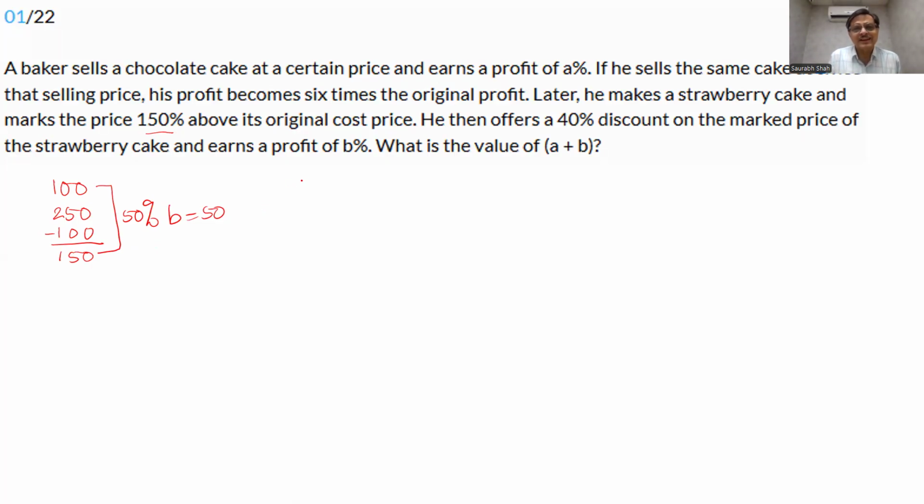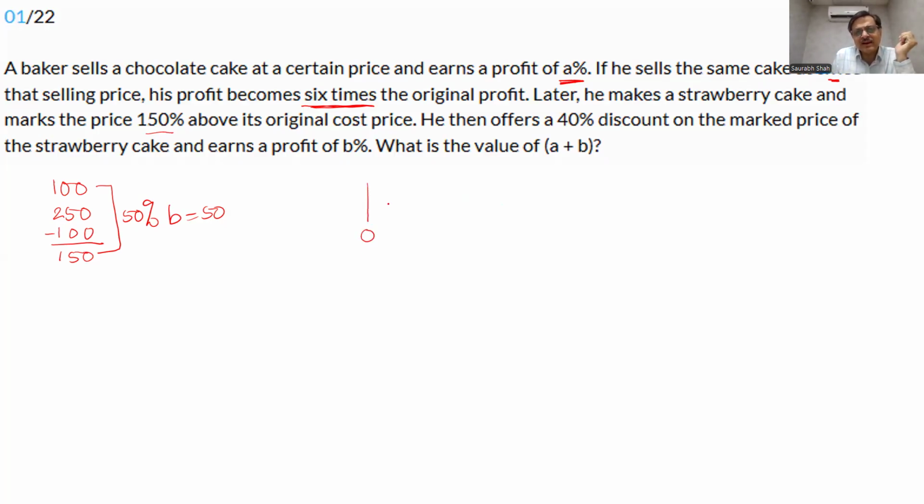Now the first part, A. Let's understand. There is a profit of A%. If he sells the same cake at twice that selling price, if the selling price is doubled, what would happen to the profit? The profit becomes 6 times. Indirectly, we are supposed to calculate the profit percent out of these two pieces of information. So let's try to understand.